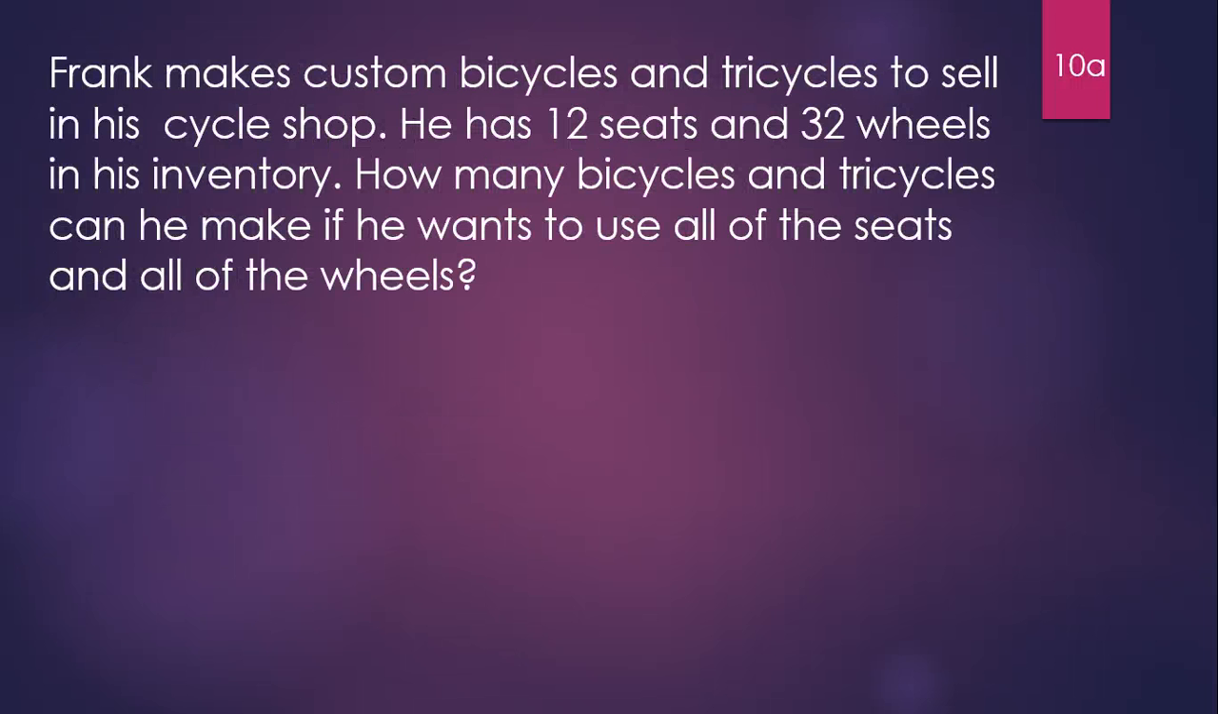Frank makes custom bicycles and tricycles to sell in his cycle shop. He has 12 seats and 32 wheels in his inventory. How many bicycles and tricycles can he make if he wants to use all of the seats and all of the wheels? He can make 8 tricycles and 4 bicycles.